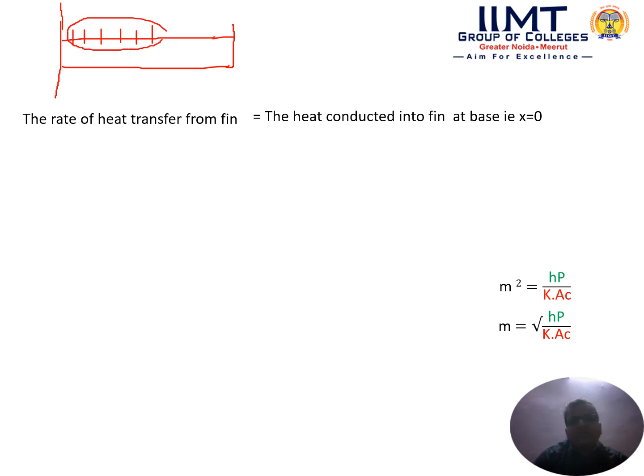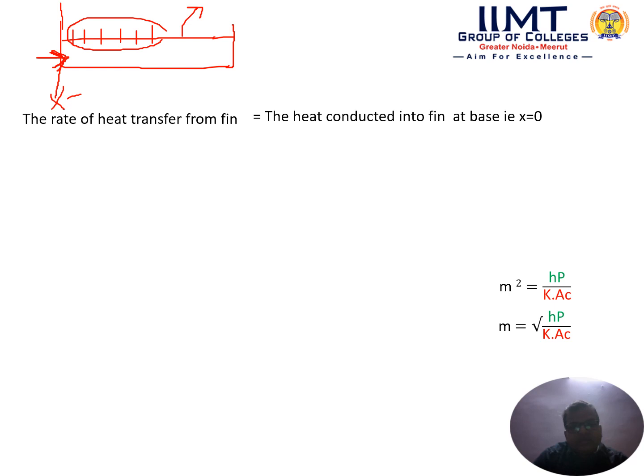Then what we have to do, we have to find the value of q1, q2, q3, and qn. This is very difficult. Then here we have to use the steady state heat conduction problem. In a steady state heat flow process, the rate of heat in at the base of the fin, this is the fin, will be equal to the rate of heat out by the mode of convection from the surface of the fin. That means the rate of heat transfer from the fin will be equal to the rate of heat conducted into the fin at base, at x is equal to 0.